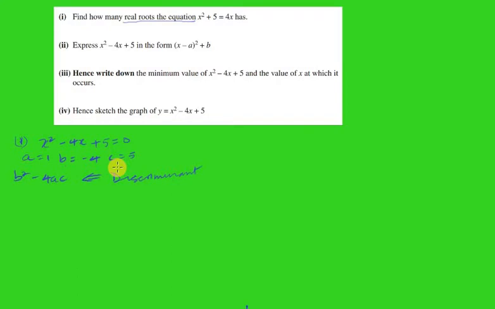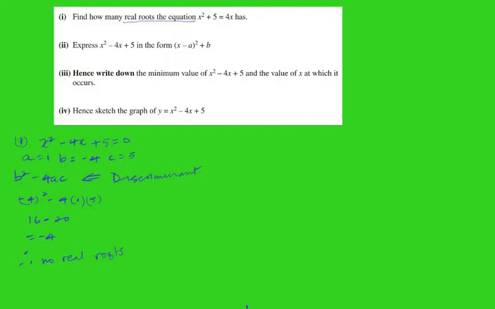Right, so when it is the actual real roots, let me find the discriminant. So b squared minus 4ac, this will be negative 4 squared, subtract 4 by a, which is 1, by c, which is 5. And then we get 16 subtract 20, which is equal to negative 4. So since the discriminant is less than 0, this means that there are no real roots.